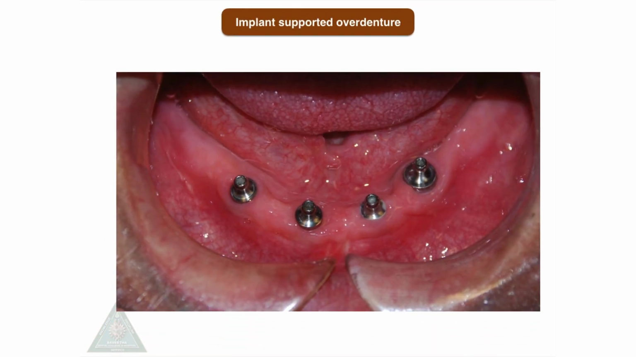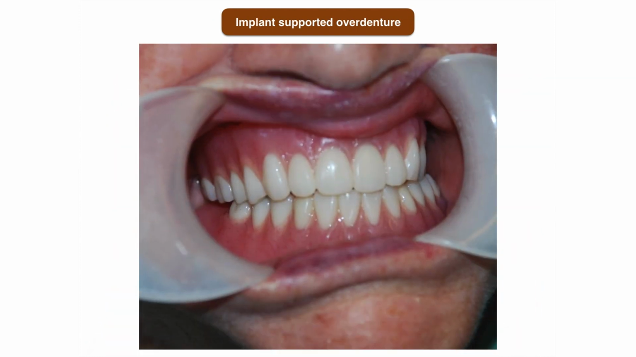Implant supported overdentures offer many practical advantages over conventional dentures, which include decreased bone resorption and better stability. There are two types of implant supported overdenture. They are called bar attachment and stud attachment.